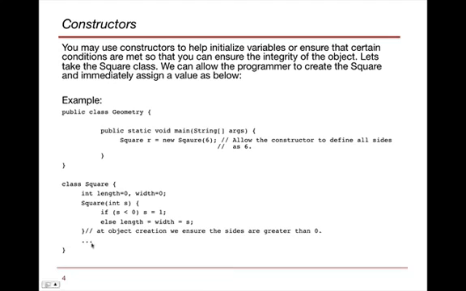And I can have any number of other constructors. If I were to do square r2 equals new square with no arguments, it would not find that constructor, and therefore it would fail at compile time because no constructor with no arguments has been provided.